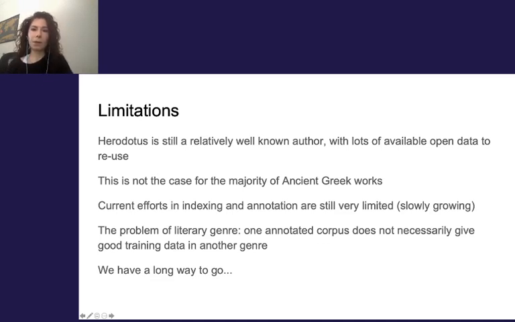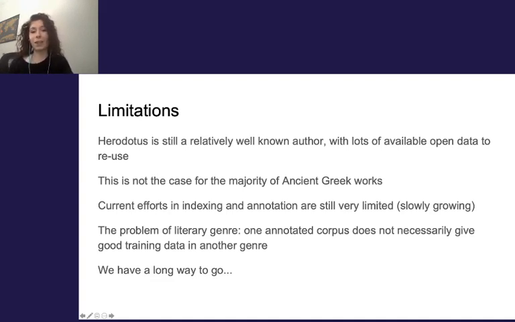This method partly worked with decent accuracy because we do have a lot of data about the Histories of Herodotus. We had the Hestia project with place names in English. We had a decent amount of part of speech tagging available from other sources, and so on. And in general, we do know the Histories of Herodotus fairly well, so we do know what we can expect from a project like this.